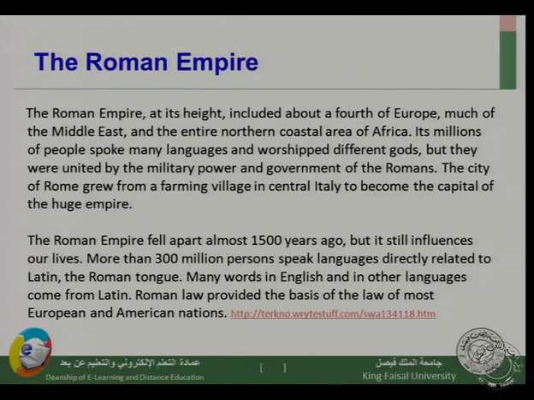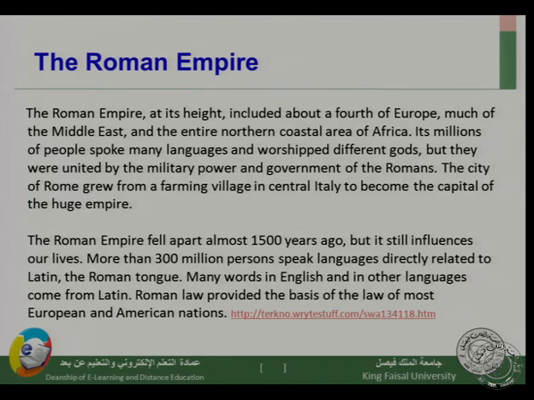So the Roman Empire at its height included about a fourth of Europe. It was governed or ruled by the Roman Empire. Much of the Middle East and the entire northern coastal area of Africa, all these regions were governed by the Roman Empire.